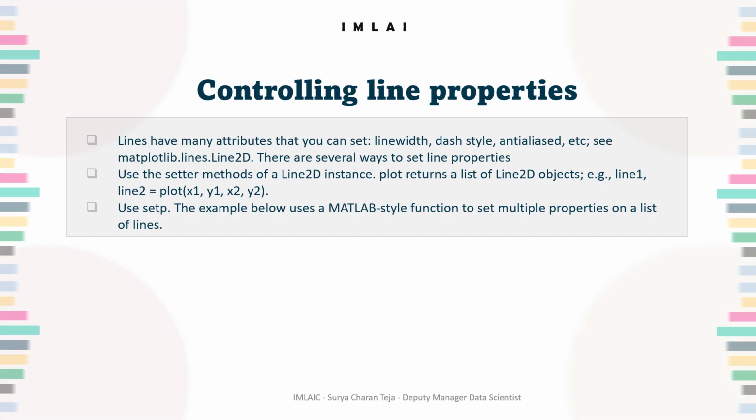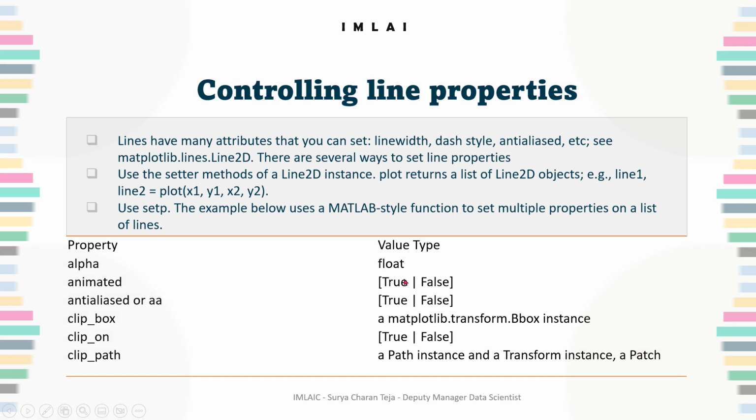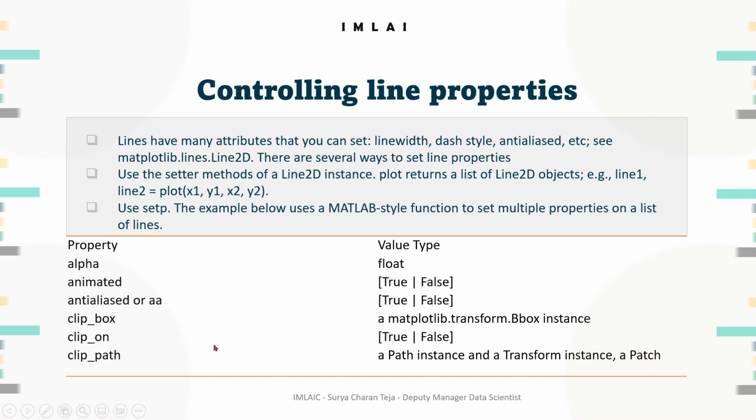And now let's look into the available properties for Line2D. So the properties are on the left side and the value types are on the right side. Alpha is normally a float value, and animated is a boolean type. Then anti-aliased or AA is also a boolean type, which we have used. And clipbox is a matplotlib transform Bbox instance. And then clip path is a Path instance and a Transform instance, a Patch.